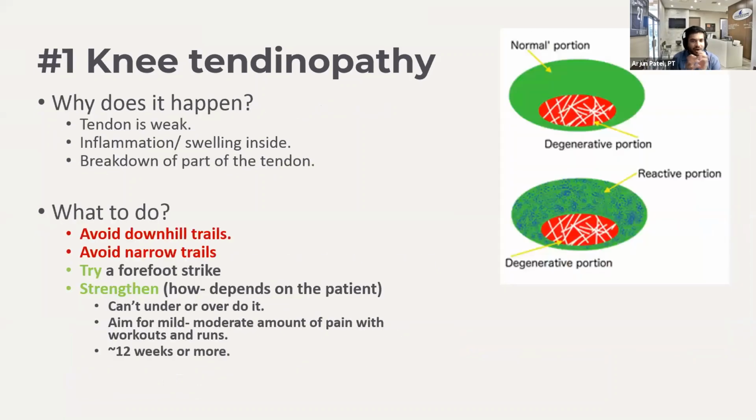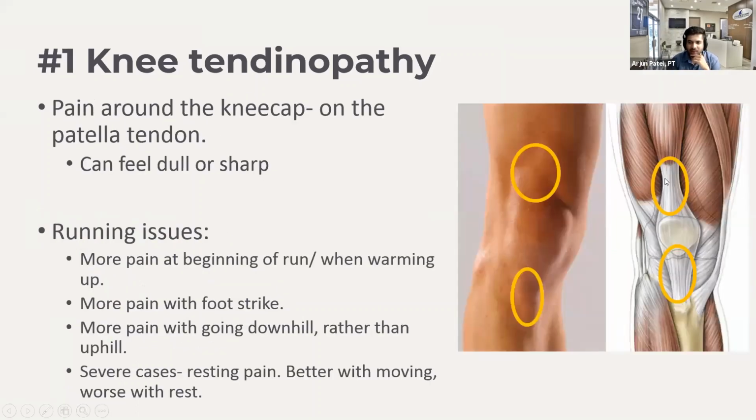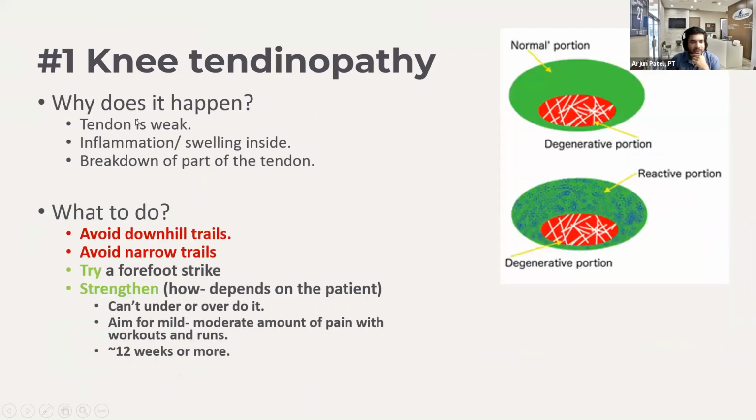So I'm going to walk you through a little bit more about what exactly happens here. Tendons, again, this white part here, are the part of the muscle that attaches it to the bone. Sometimes it can be a little bit weak, and if you do excess running, that can lead to some inflammation, some swelling on the inside. If you look at this diagram, don't worry about the labels, but the green part is the healthy part of the tendon. The red part is the part that's got a little bit of swelling on it.